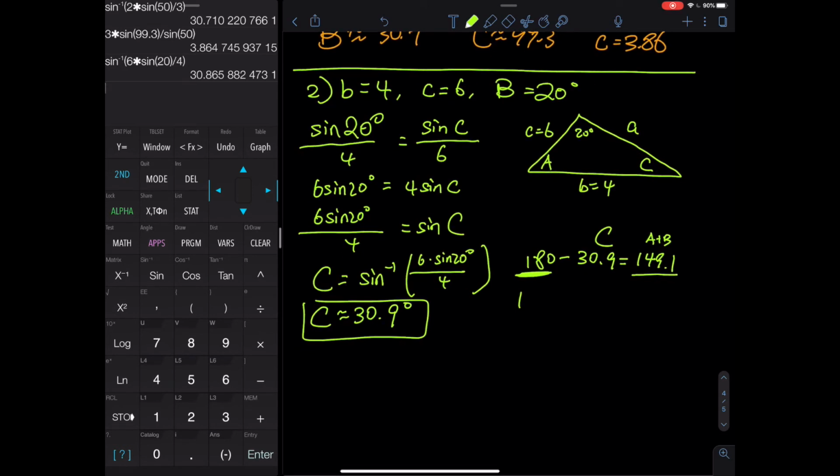And so we have C as 30.9. So we are going to look for A. So A is equal to 180 minus 20 minus 30.9. That is equal to 129.1 degrees. I just got my A.